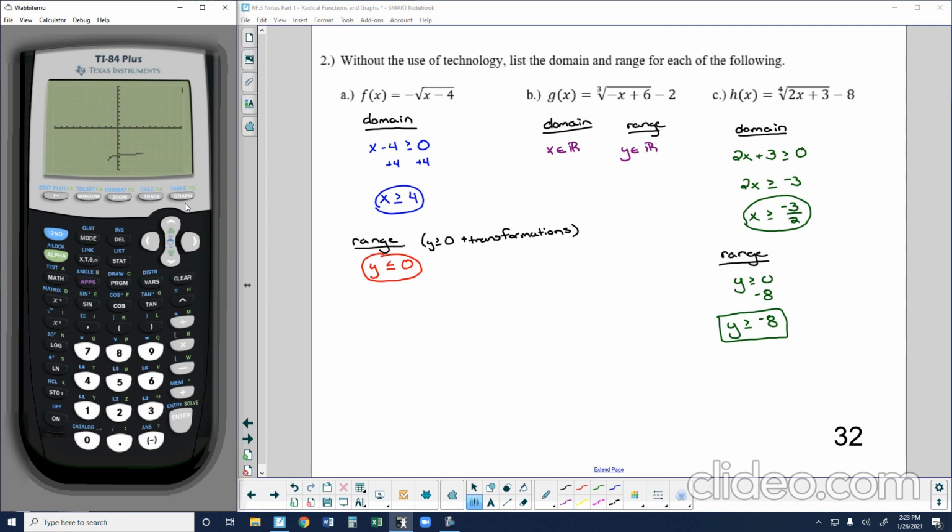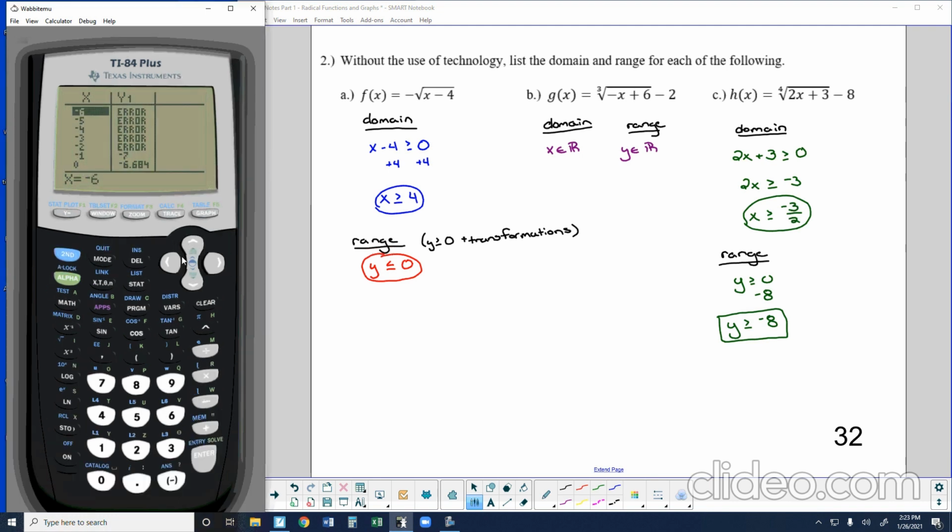Sorry, it's on the x-axis. I'm not going to mess with the table. We can do second trace value because we believe it's negative 3 halves. Type in negative 3 halves, and the y should be negative 8, and it is. So as far as we get to the left is negative 3 halves, or negative 1.5.